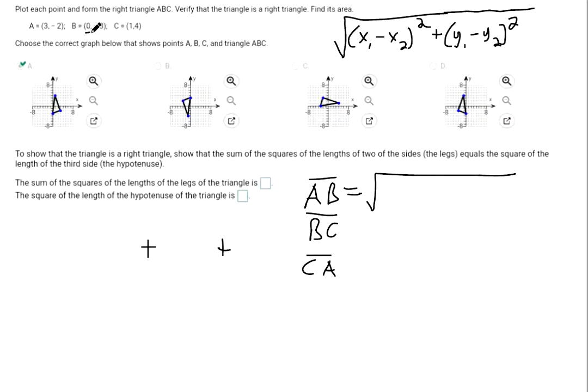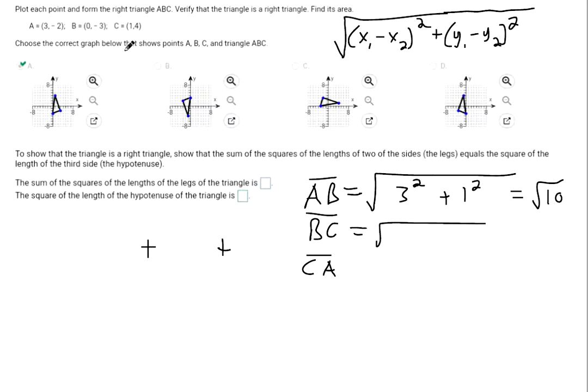So 3 minus 0 makes 3 here. I did 3 minus 0. And then negative 2 minus a negative 3. Careful with your signs there. Negative 2 subtracted by negative 3, that makes 1. And so 3 squared is 9. 9 plus 1 is 10, so this is the square root of 10.